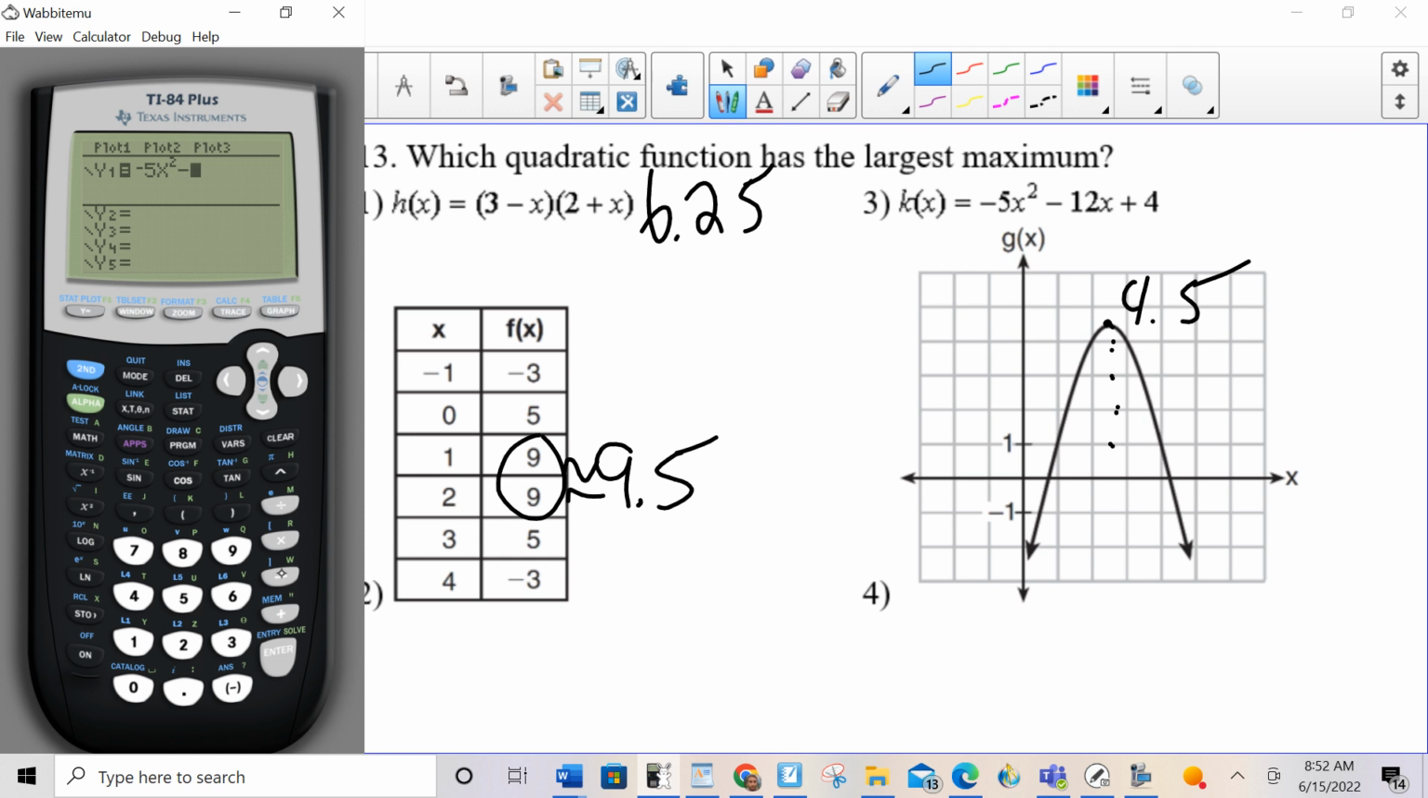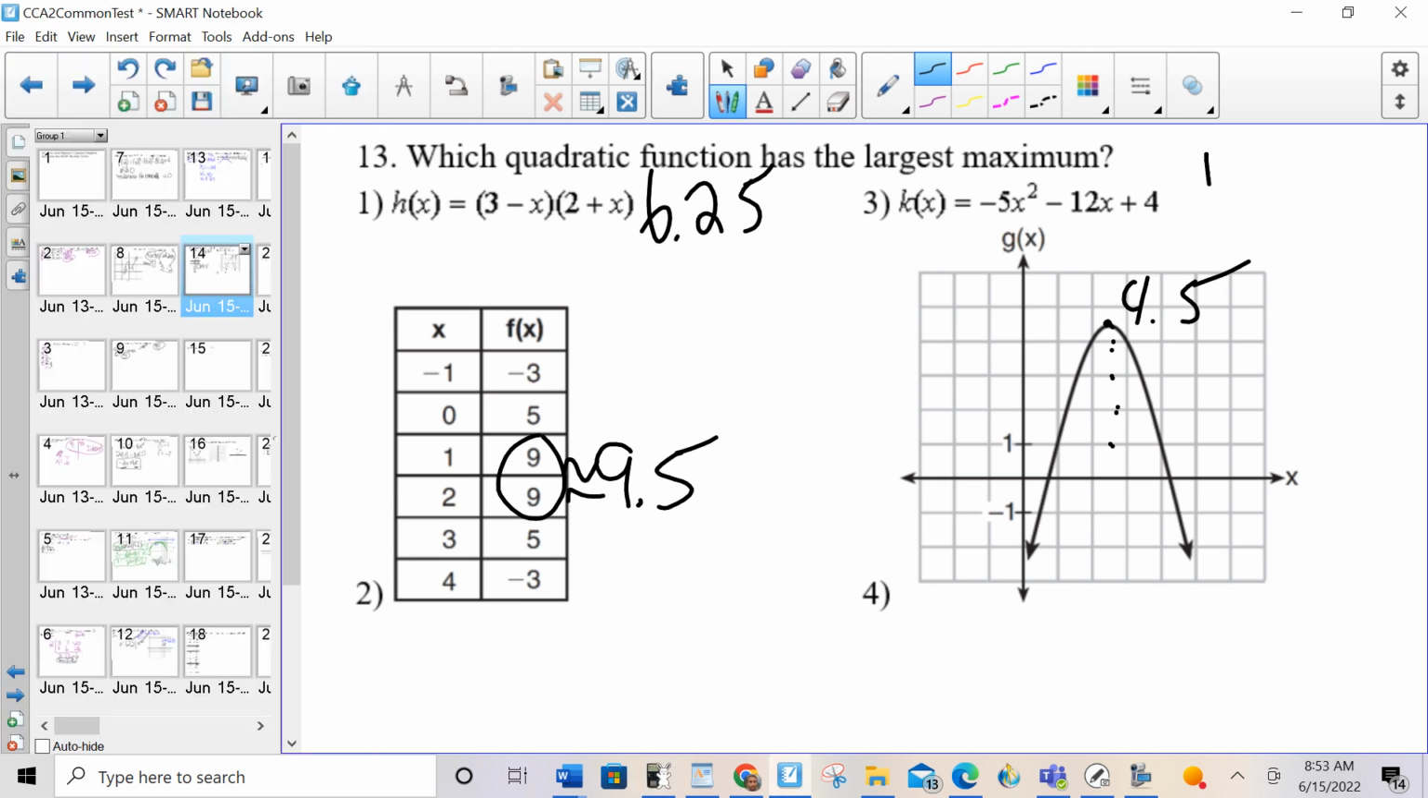Negative 5x squared minus 12x plus 4. Zoom 6. Is that more than 9.5? Well, yes, since it's off the screen, it is. But I'm Mr. Schlansky. I want to be more precise, so I'm going to adjust my Y max. I'm going to go second trace, maximum, enter, right bound, enter, enter. The Y coordinate is 11.2. Choice 3 is the largest.